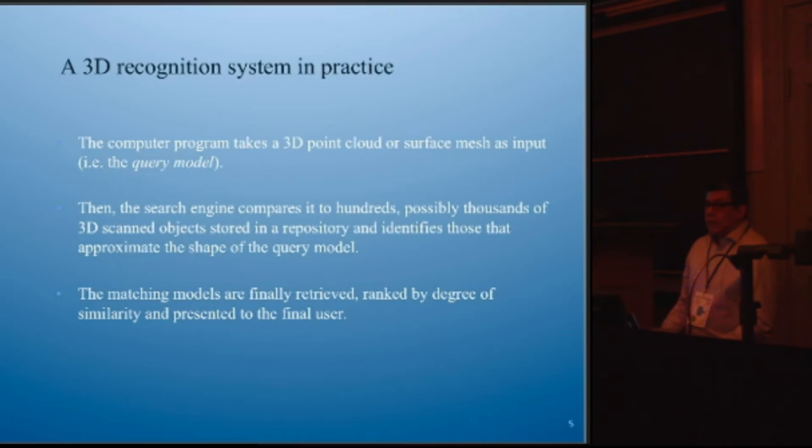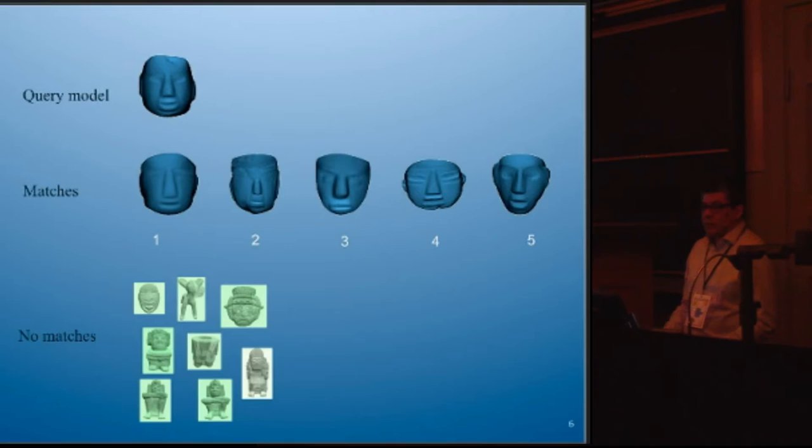How will this work? You have, for example, a 3D model, a triangular mesh, and you input this into the system. The system compares the shape of this object with thousands of other archaeological models, and then simply retrieves and ranks the results to present to the final user. It's very similar to what Google does for text, like a search engine. So we have an input model, and we want to retrieve the similar models in the system and discard the ones that are not similar. It's quite simple. In this part it's just retrieval, but we are now also doing classification, which I will explain later.